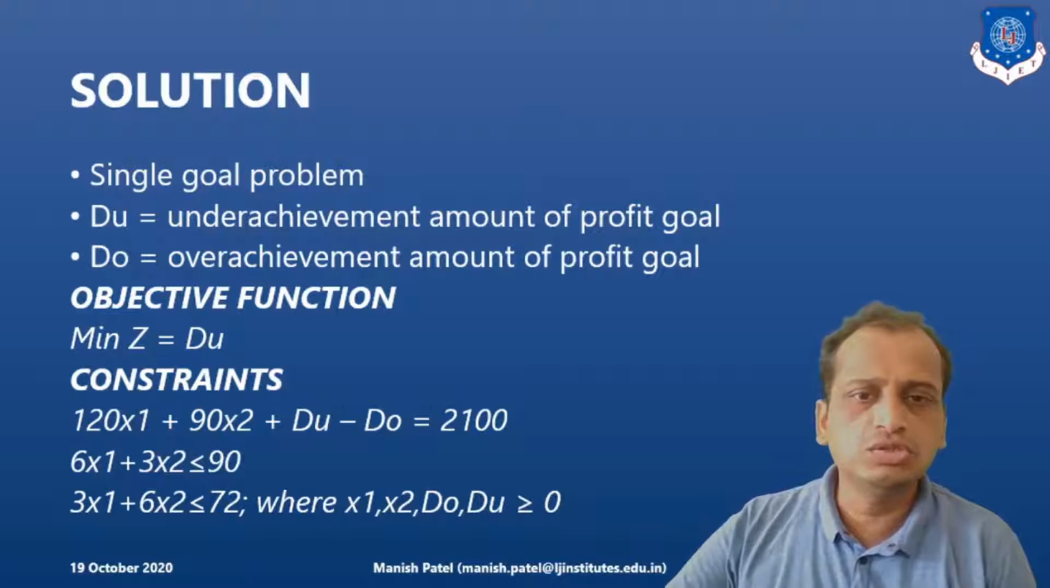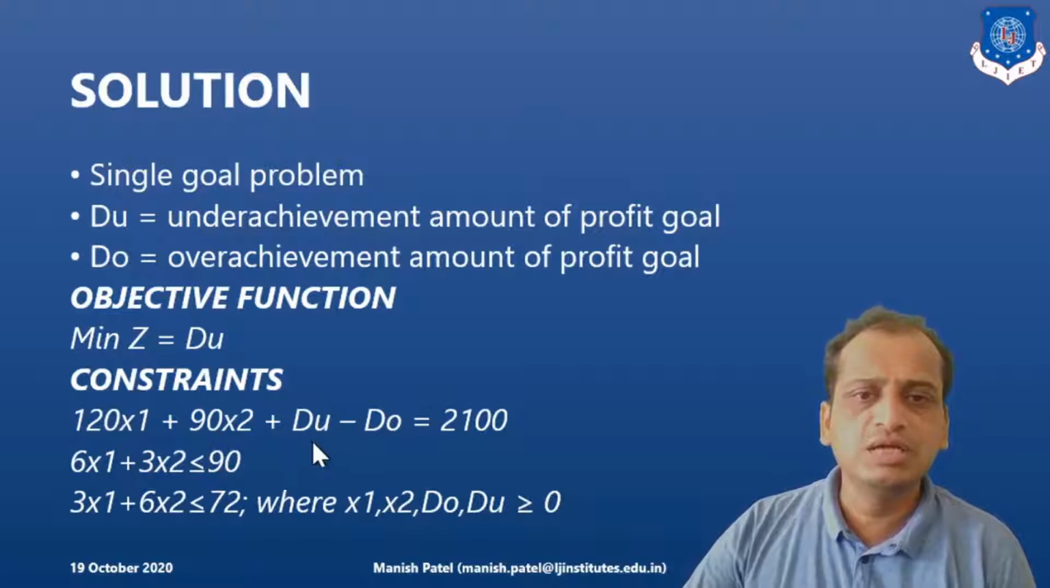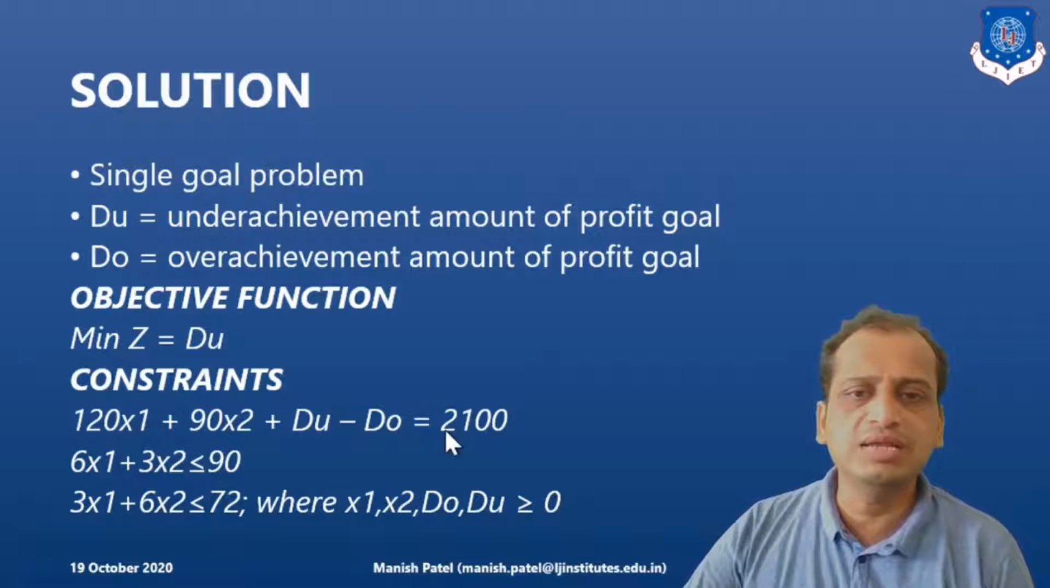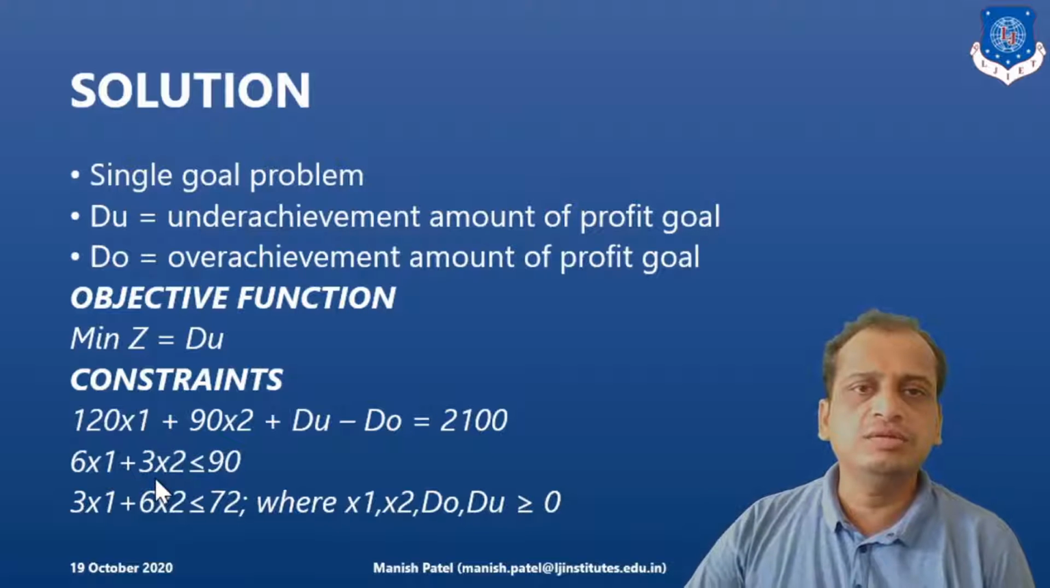Now three constraints are also there. The first one is per radio profit and per transistor profit, as well as the underachievement. Here the company will try to add and deduct the overachievement so that it can balance the target of 2100. Or you can say profit plus underachievement minus overachievement is equal to target. And these two constraints are already given for the assembly and finishing departments.